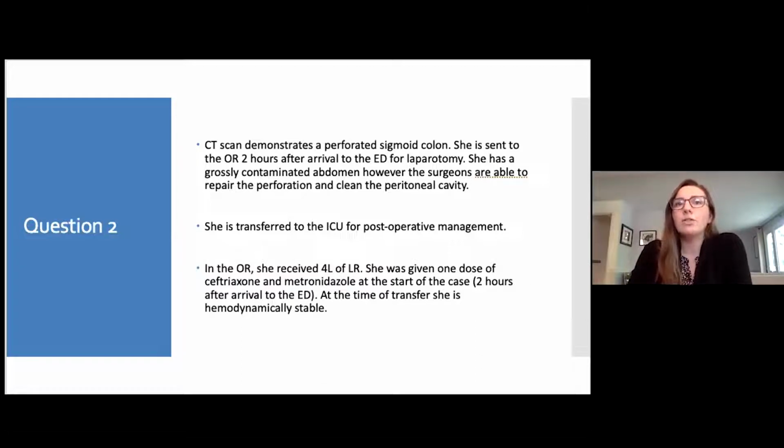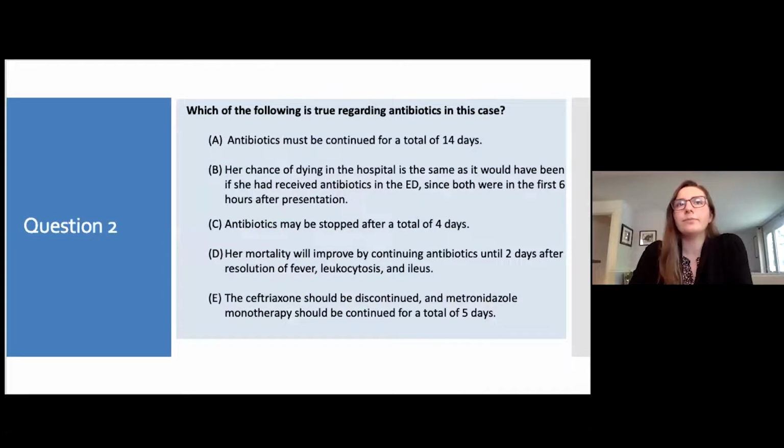In the OR, she received 4 liters of lactated ringers, and she was given 1 dose of ceftriaxone and 1 dose of metronidazole at the start of the case. This was 2 hours after she arrived in the ED. When she's transferred to you, she's hemodynamically stable. Question is, which of the following is true regarding antibiotics in this case?